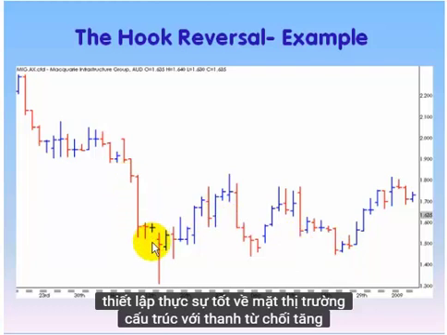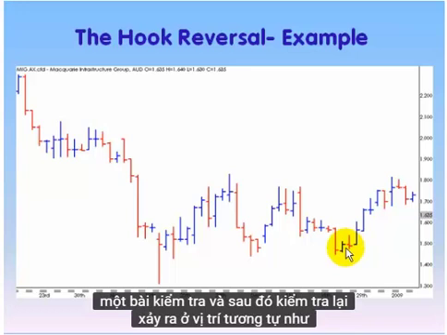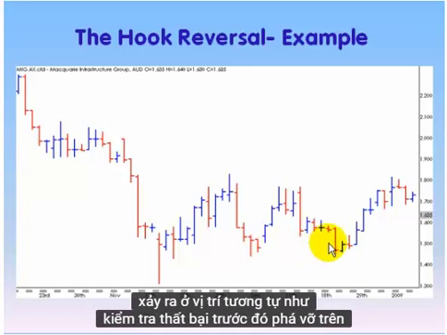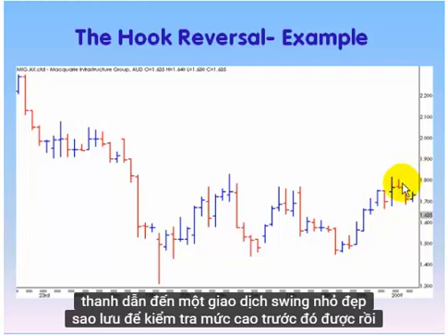with the bullish rejection bar, a test and then a retest. The retest occurring in the same position as the previous failed test. A break above the bar leads to a nice little swing trade back up to test the previous highs.